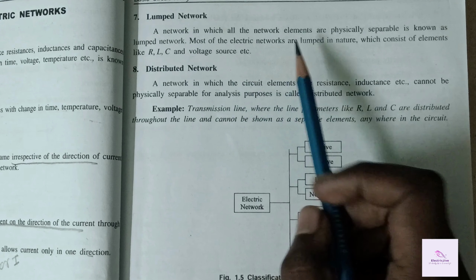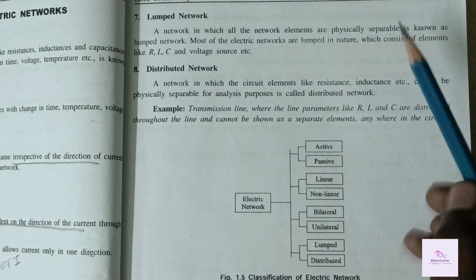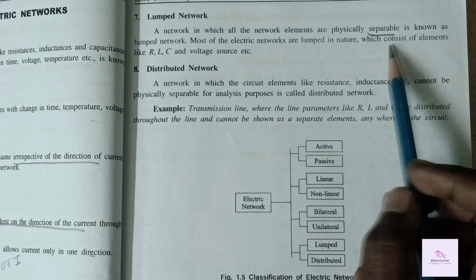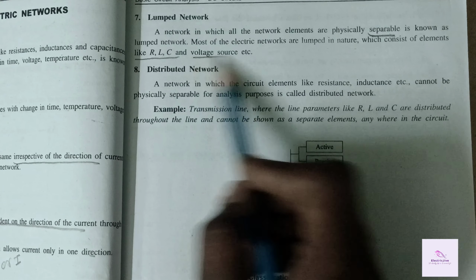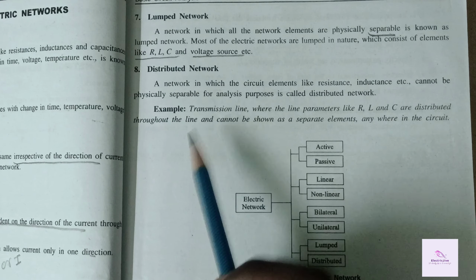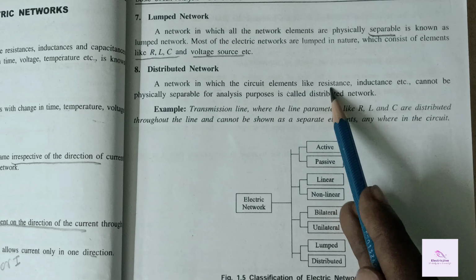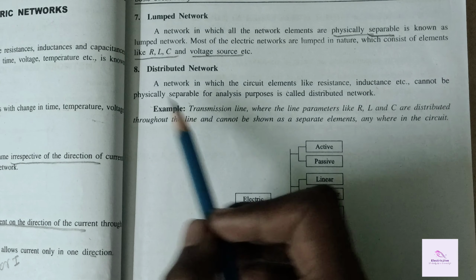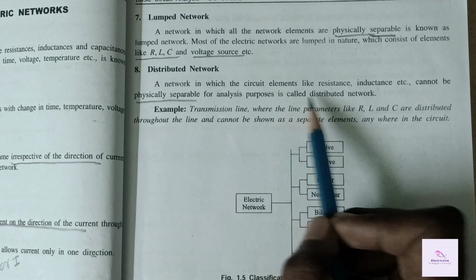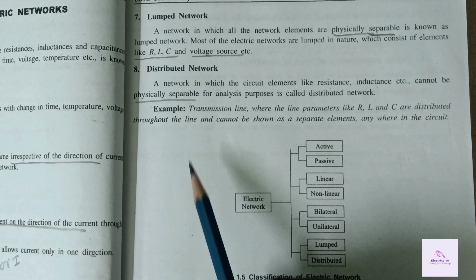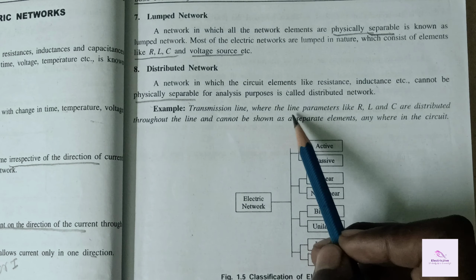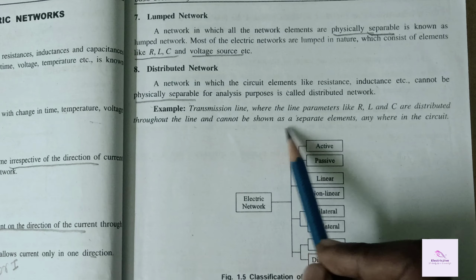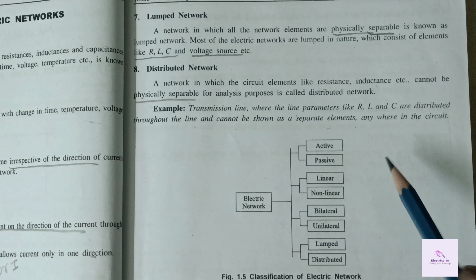Lumped network. In this network, the elements are physically separable. Most electric networks are lumped in nature, consisting of elements like RLC and voltage source. Then distributed network. In this network, circuit elements like resistance and inductance cannot be physically separated for analysis. Example: a transmission line, where the line parameters like RLC are distributed throughout the line and cannot be shown as a separate element anywhere in the circuit.